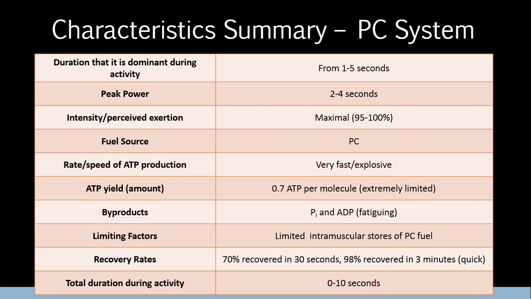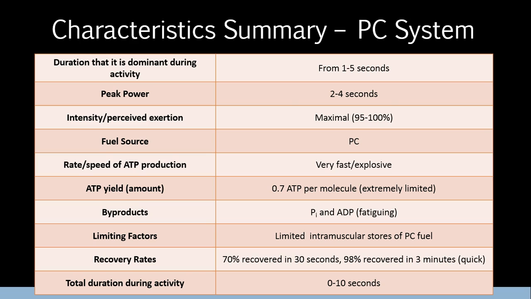So in terms of the characteristics of this system, it's at its most powerful at the start of exercise. And very quickly it starts to lose its power, which is why we can only rely on it for about that 10 seconds. We use it during maximal intensity work, so looking at that 95 to 100% of our maximal heart rate. So it's working as hard as we can, which we can only do at the start of exercise, or if we've had appropriate rest beforehand.